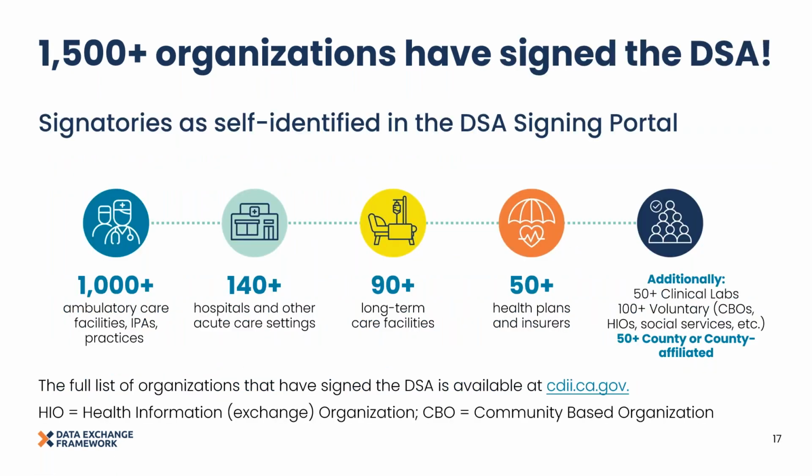So far, more than 1,500 organizations have signed. Over 1,000 of those are the ambulatory care facilities, IPAs, practices, those types of entities, 140 hospitals, more than 90 long-term care facilities, more than 50 of the health plans and insurers, some clinical labs. We have a whole category of entities that we call voluntary because a lot of them are on the social services side of the house, the health information organizations, which are some of the intermediaries, community-based organizations. This list is available on our website, and it presents as though it's an Excel file, and you can almost play with it live if you wanted to.